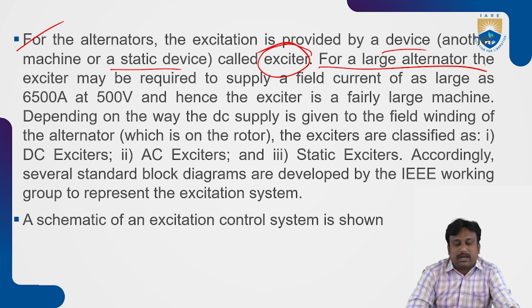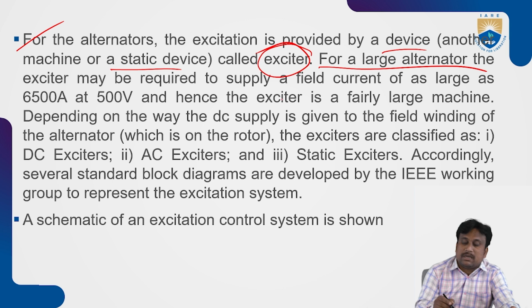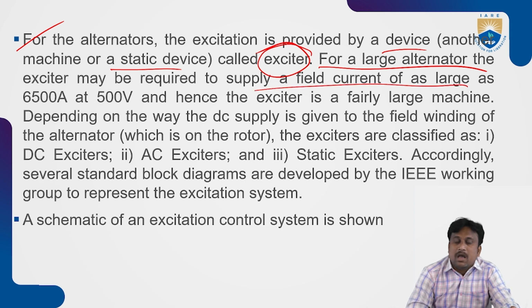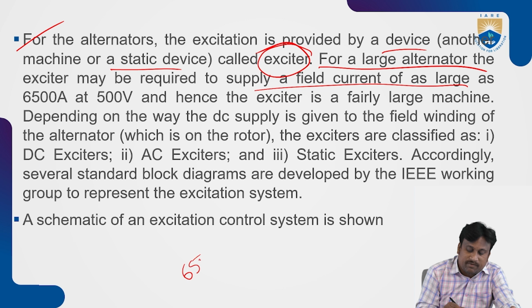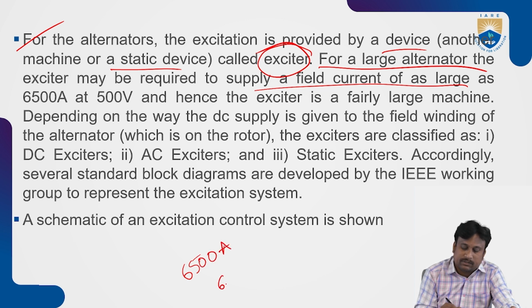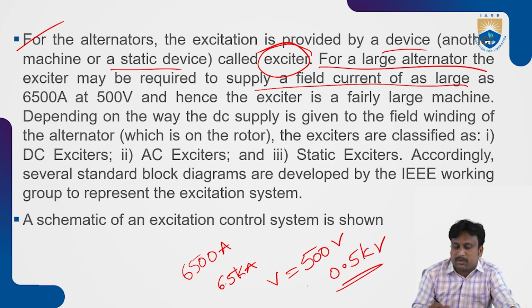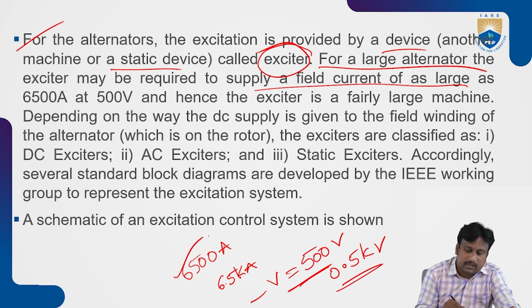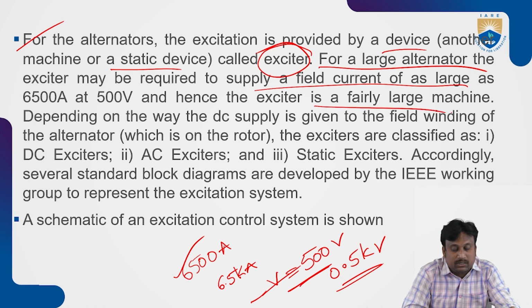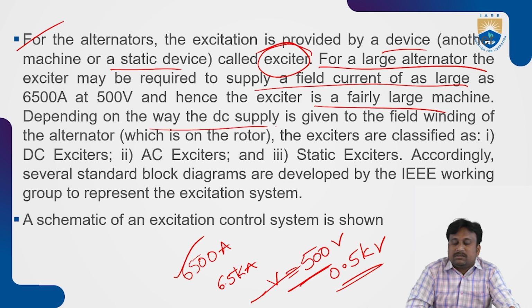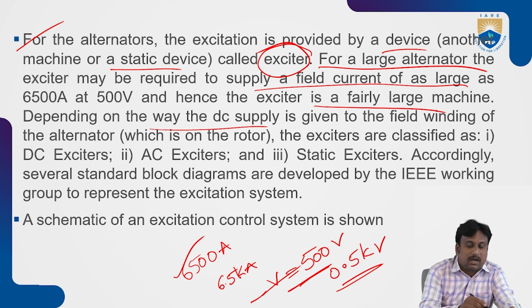For large alternators, the exciter may be required to supply a field current as large as about 6500 amps, that is approximately 6.5 kiloamps, operated at a voltage of 500 volts or 0.5 kV. This much range of voltages and currents is suitable, and hence the exciter is a fairly large machine, which depends upon the way the DC supply is given to the field winding of the alternator, which is on the rotor side.